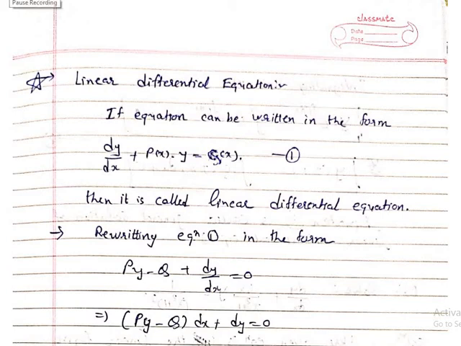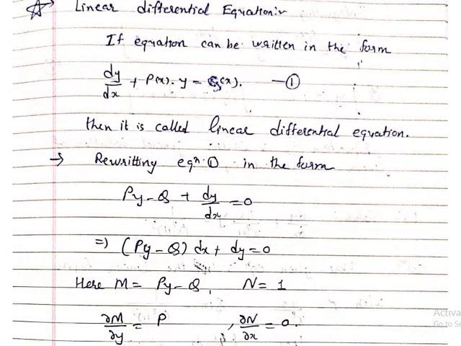Hello everyone. Last time we completed the exact and non-exact methods to find the integrating factor. So today we are going to start with linear differential equations. An equation is said to be linear if it is of the form dy/dx + P(x)y = Q(x). If you have this type of equation, then it is called a linear differential equation.